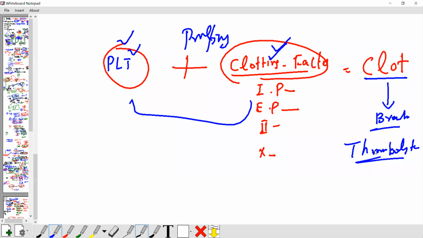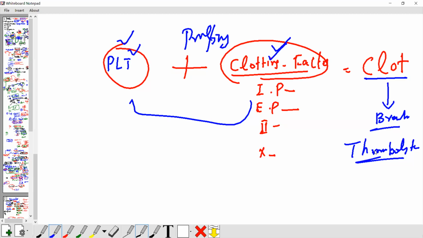Once the clot has formed, you break it using thrombolytics. If you want prevention, then next time, after clot formation is done and thrombolytics used, if it can form again, then start what? Then start heparin or warfarin to prevent next time clot formation. Clear? Next, start antiplatelet. Understand? To prevent next time clot formation.